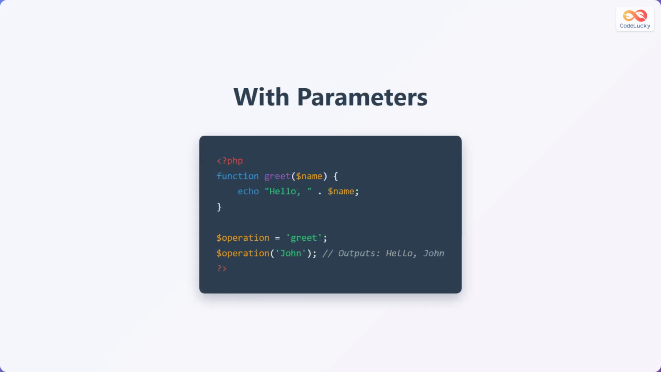Here's an example of how to use variable functions with parameters. Let's define a function called greet that takes a name as a parameter and outputs a greeting. Then, assign the string greet to a variable called $operation. When you call $operation with the argument John, it will execute the greet function with John as the input, and the output will be hello John.